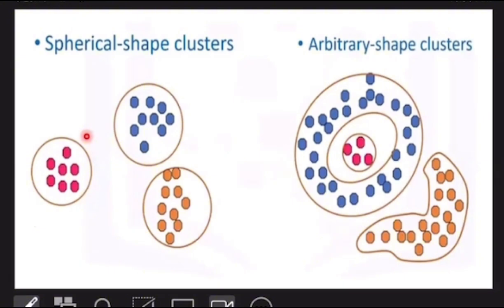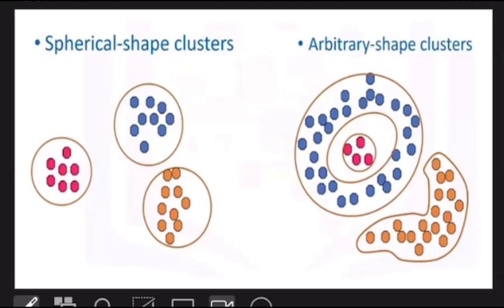But at times we could have some arbitrary shapes like this one here. So K-means or K-medoid may not be able to capture that, and that's why we need a density-based way of clustering.